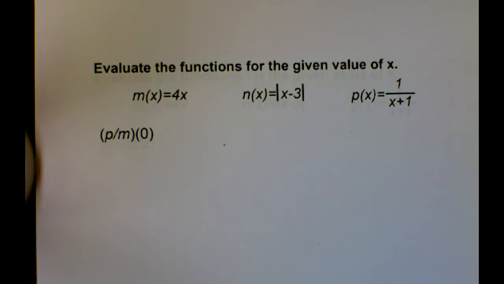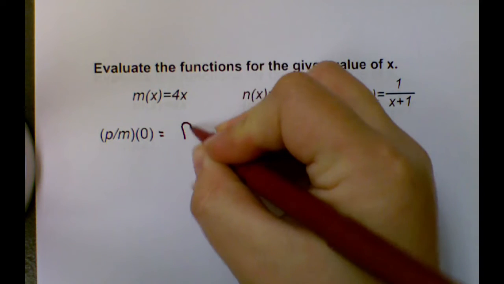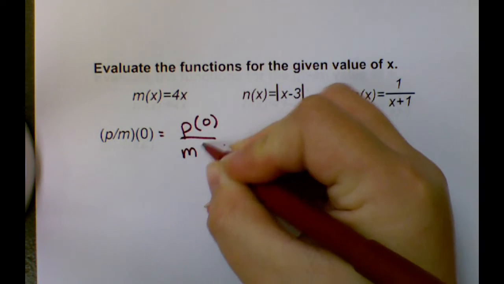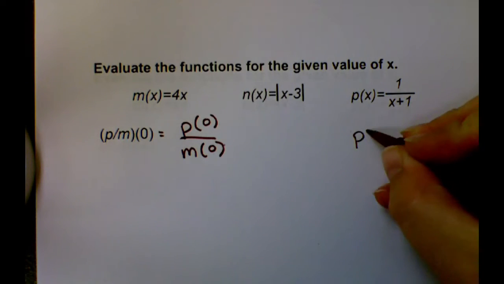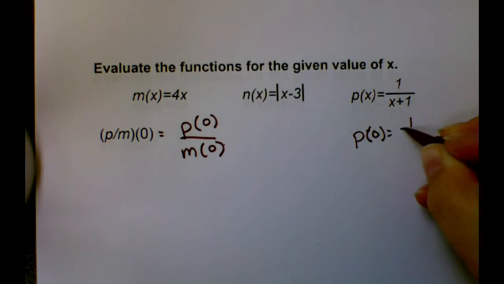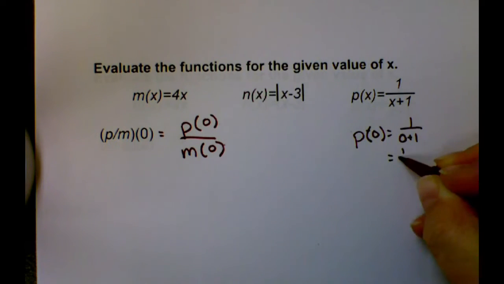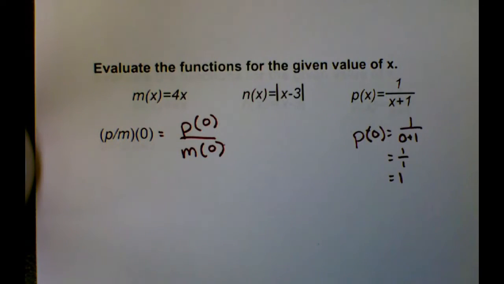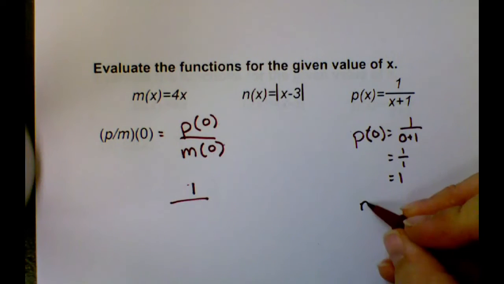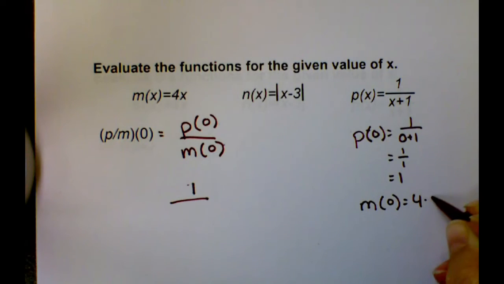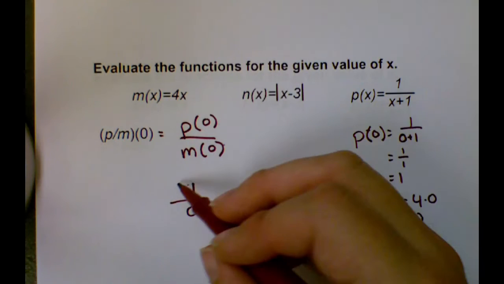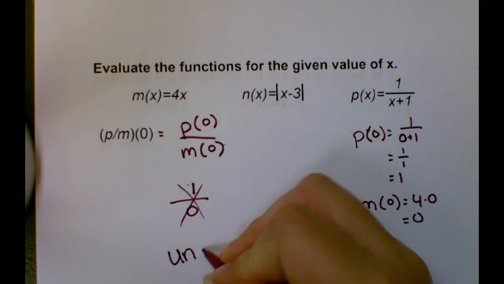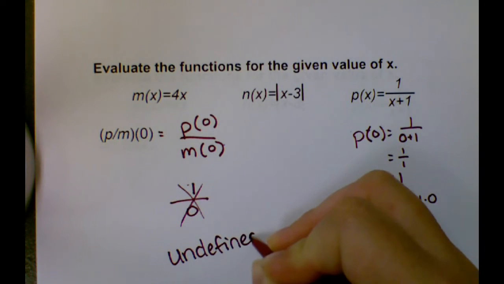Now I'm asking for p slash m of 0. Remember, that means divided by. So I can just find p of 0 divided by m of 0, as long as m of 0 isn't 0. So let's find p of 0. p of 0 is 1 over 0 plus 1, which is 1 over 1, or just 1. So we have 1 over m of 0, which is 4 times 0, which is 0. So we got 1 over 0. Remember, dividing by 0 is never allowed. This is undefined. No solution here.